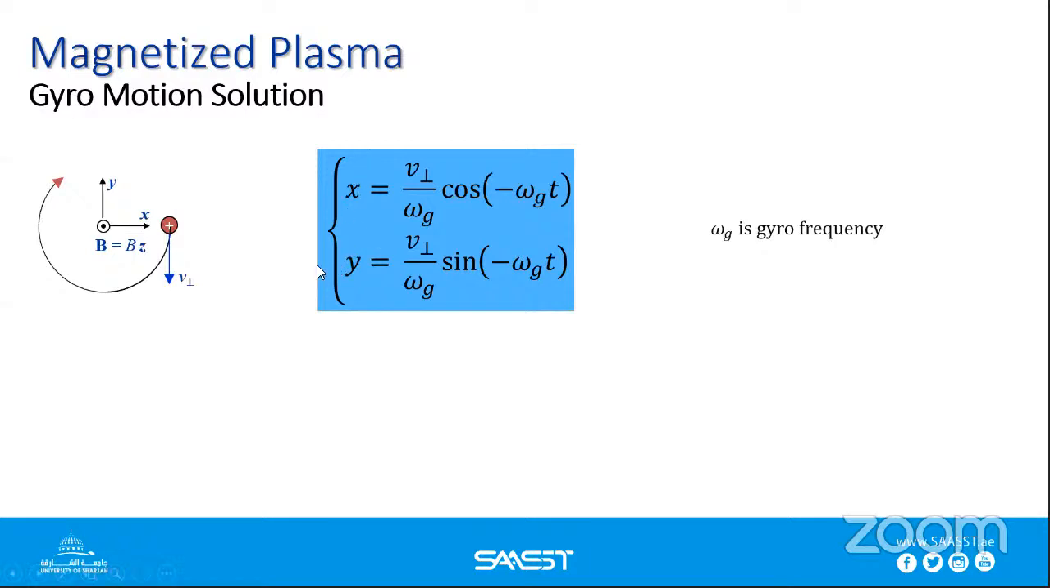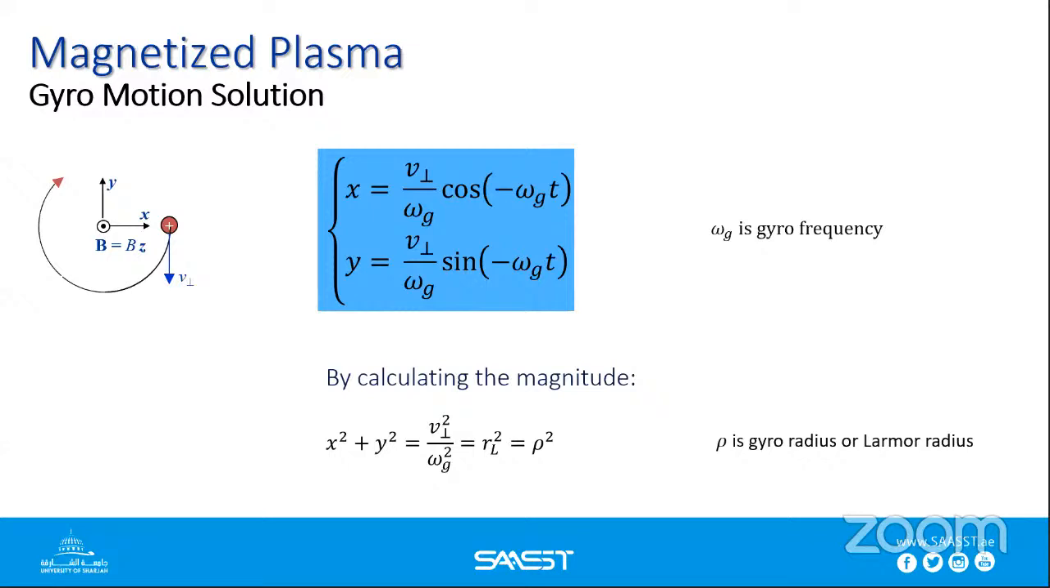Obviously the y axis is perpendicular to the x axis, so we have the sine here for representing the y axis motion. So this describes a circular motion in the positive direction like this with an angular frequency omega g. So omega g is what we call the gyro frequency, and the amplitude of the radius of the motion is sometimes called the Larmor radius, after the famous physicist. We just call it rho, the radius of the motion of the particle in the magnetic field.